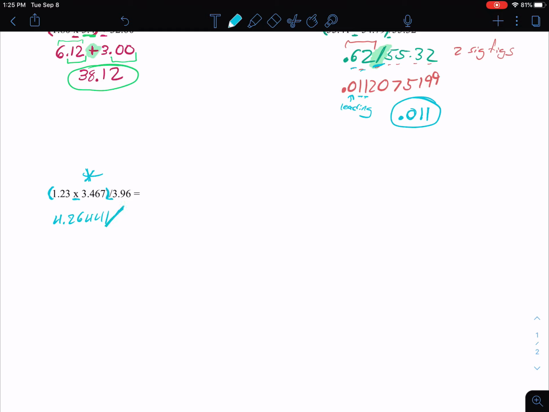Then that is divided by 3.96. We plug that into the calculator. Your final answer comes out to be 1.076871212, which is a lot of decimal places. That's a lot of numbers there. We don't need that many.